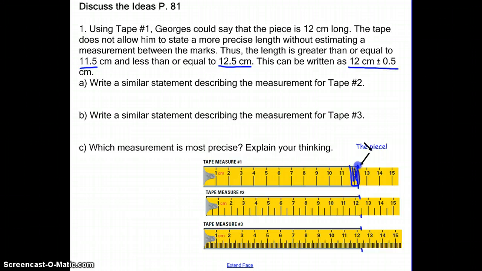Now we're going to do the same thing using tape measure 2. So what would you estimate the piece to be at tape measure 2? Okay, you can only use the smallest measurements that are on the tape measure. So it would be about 12 and a half because it's closer to the half here than it is to the 12. So we could say that it's about 12.5 centimeters. But now what is our uncertainty?